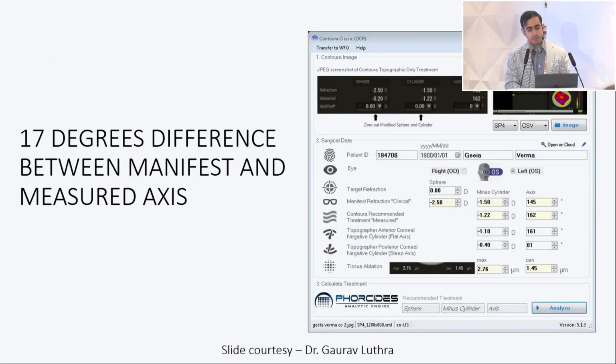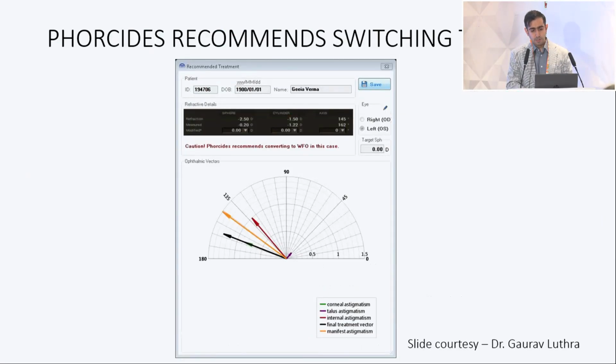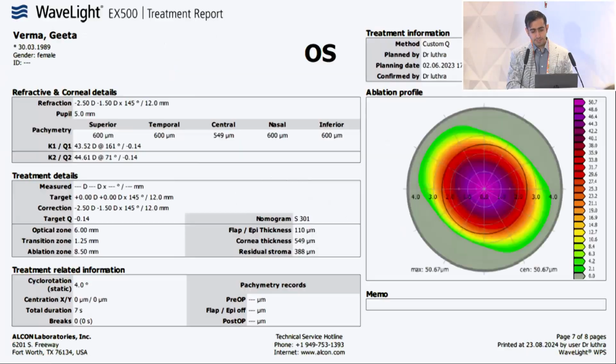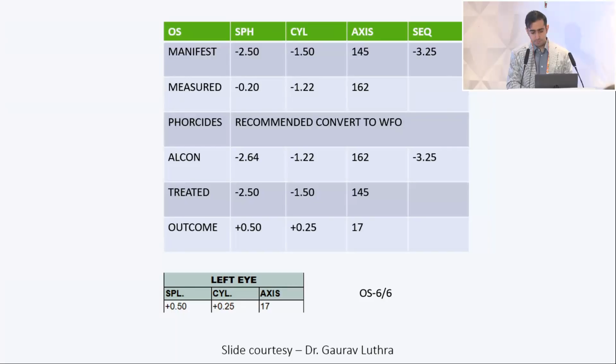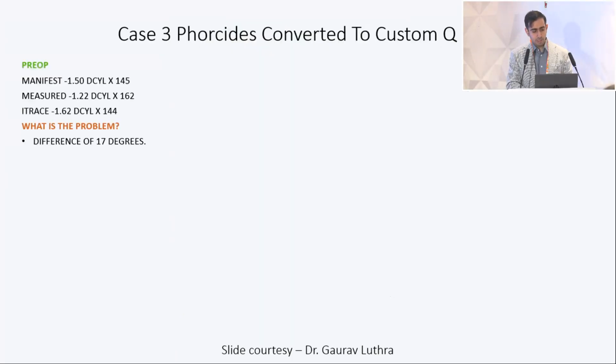Now here the axis difference between the manifest and measured is about 17 degrees. And this is where the Faucetti's actually flags this. It tells you that, look, it's probably better to stick to your wavefront. So it's actually telling you this. It's mentioning Faucetti's recommends converting to wavefront optimized in this case. And that is what we eventually, I think Dr. Gaurav eventually did do that in this case, and he had a reasonably good outcome.